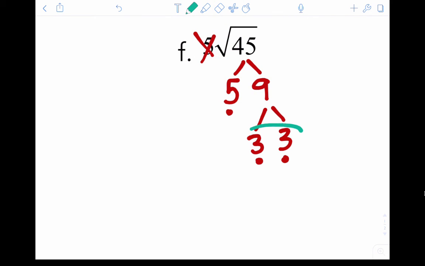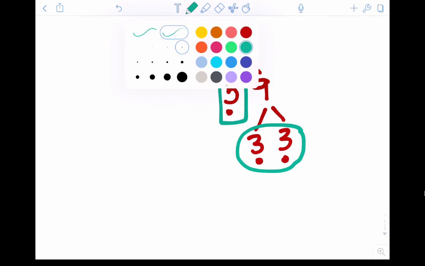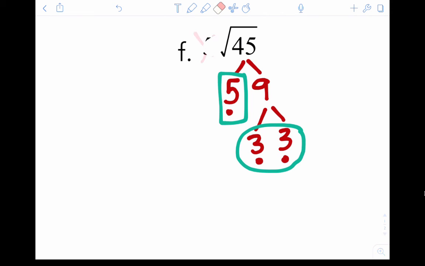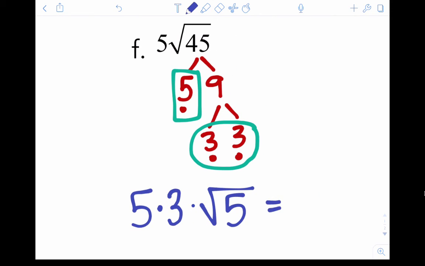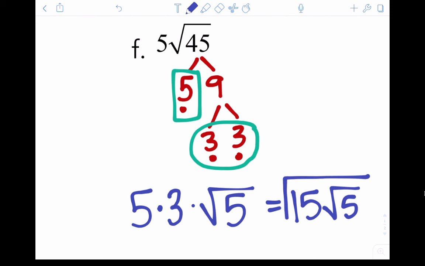Now I need to circle my pairs. I need to box my single. And now that I'm rewriting, I need to pay attention to my number in front of the square root sign. So I have that 5 in front of the square root sign. My pairs, my 3 goes out, and I'm left with a 5 inside. And now when I multiply this out, I get 15 rad 5 as my final answer.